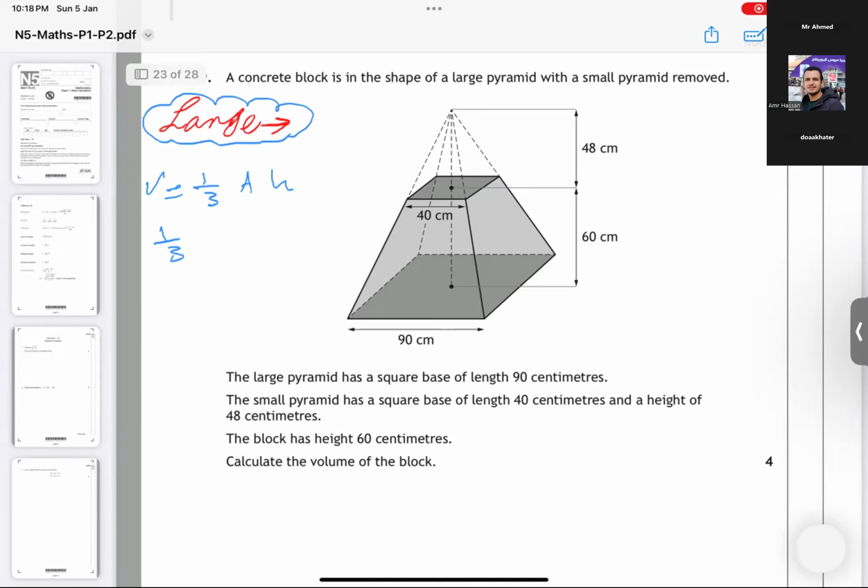So it's going to be a third. Yeah. Now, the base area looks like a square, which makes sense. This one, right? Yeah. So, what do you think? Yeah, so 90 times 90. Multiplied by the height. Look at the height. 48 plus 60. 108. 108. Can't even remember. What was the answer?